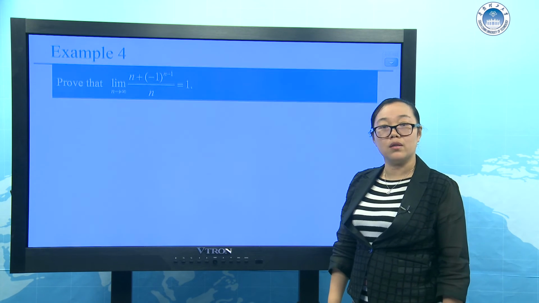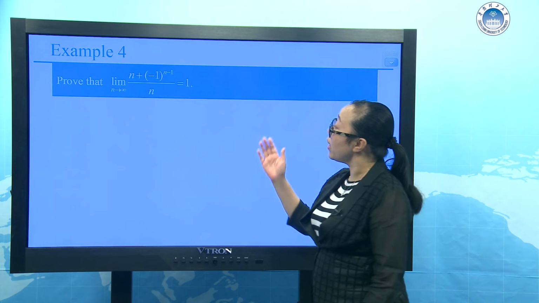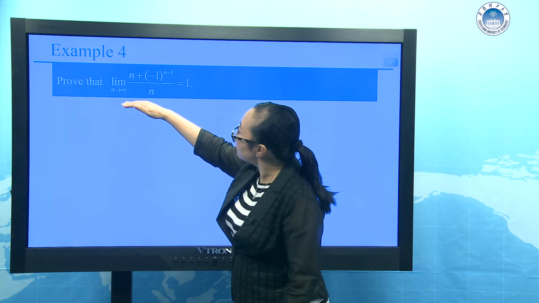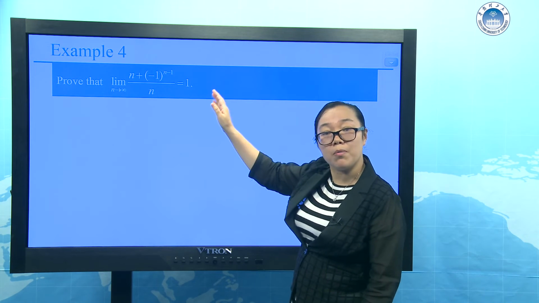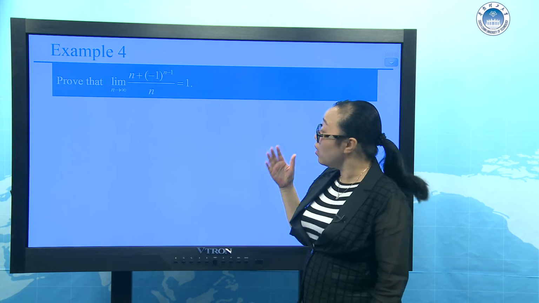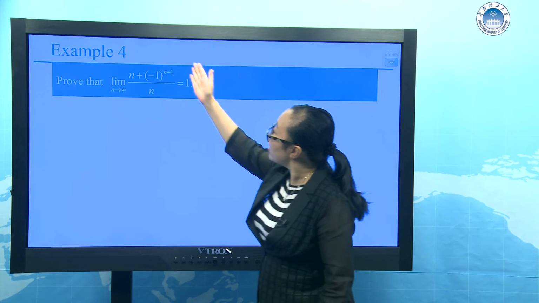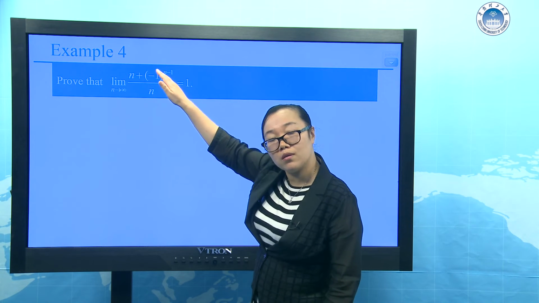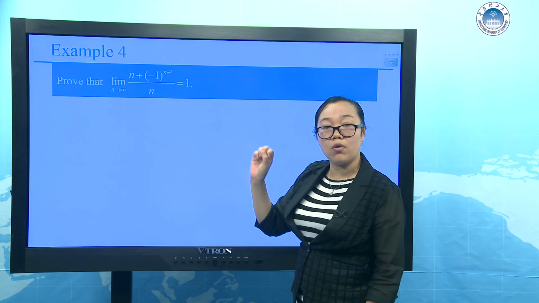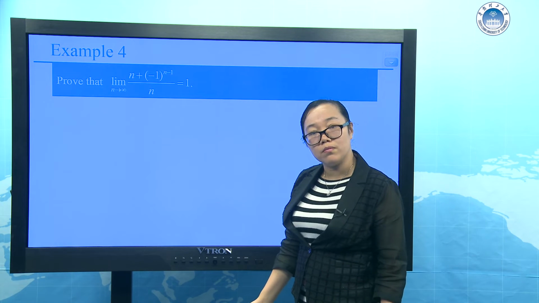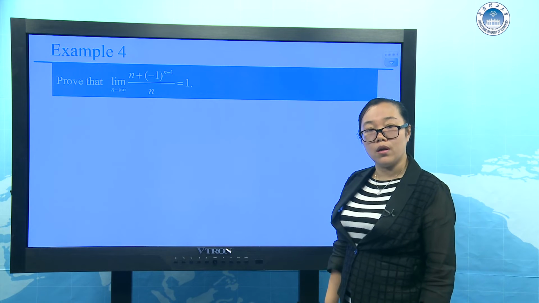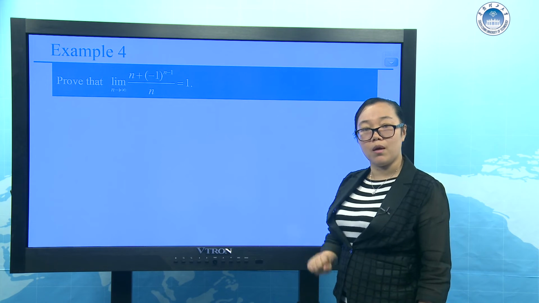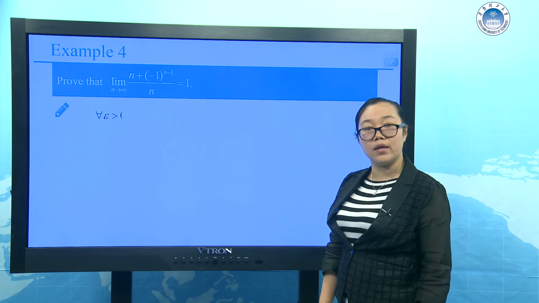So now look at example 4. Prove that the limit as n tends to infinity of a_n equals capital L, number 1. In this question is our a_n. The limit 1 is our capital L. How to prove? In a similar way as in example 3, try to find capital M. So now look at the idea.